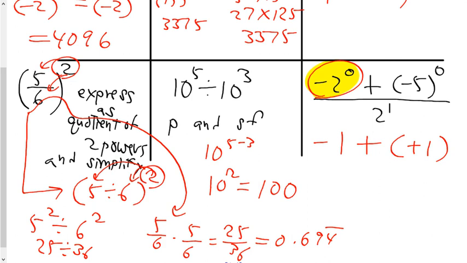This, the base is not negative. The base is 2. It's the opposite of 2. Divided by any power to the exponent of 1 is the base itself. Negative 1 plus 1 is 0. And half of 0 is still 0.